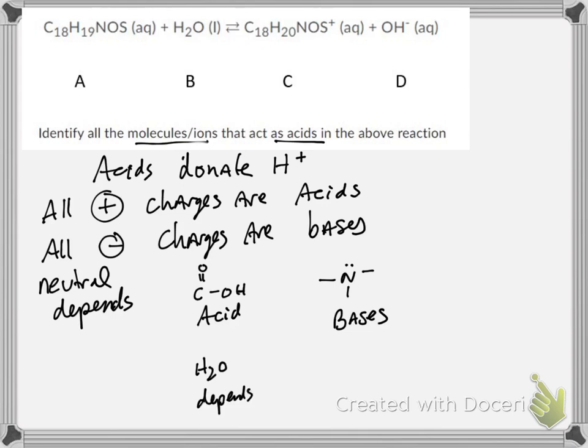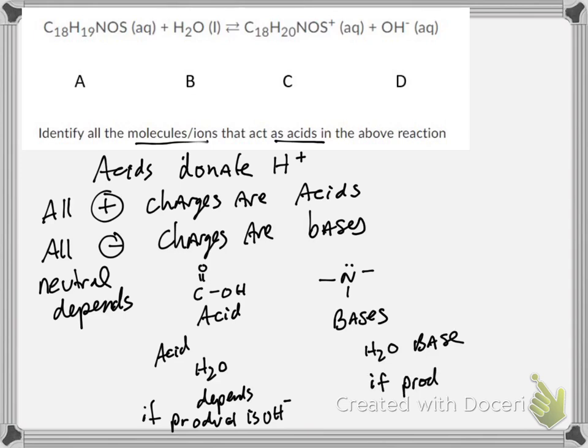Water can act as an acid, and we would know that if the products involve hydroxide ion. Water can also act as a base, and we would know that if the products are H3O+. So that's sort of the story behind neutrals and charges.